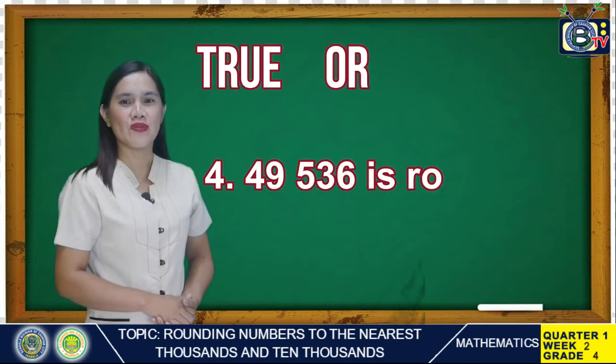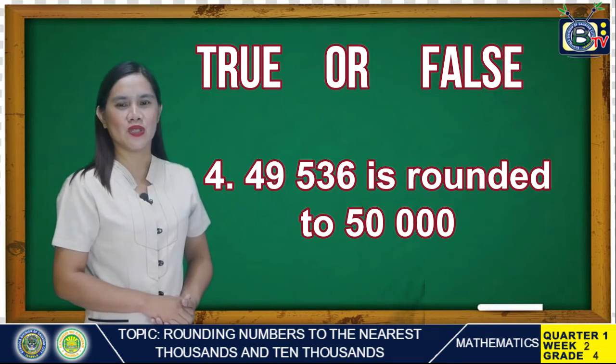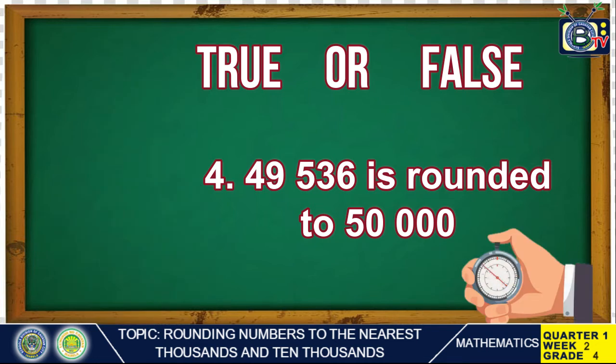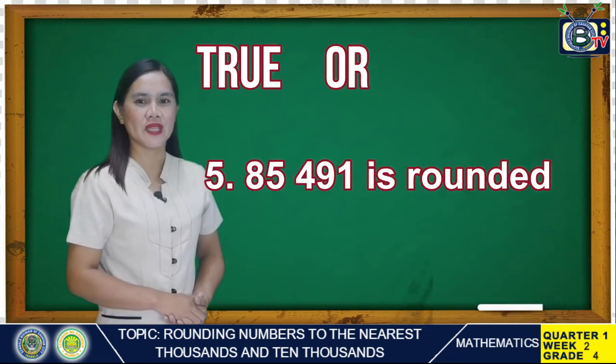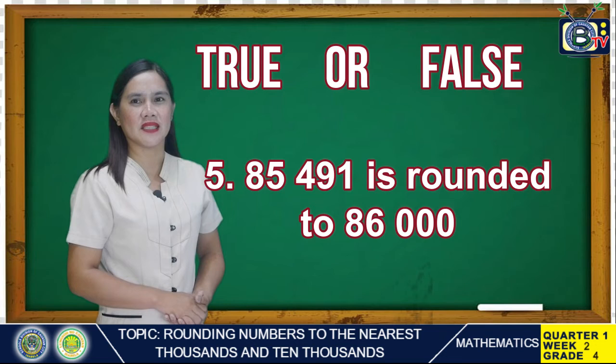Number 4. 49,536 is rounded to 50,000. True or false? And number 5, 85,491 is rounded to 86,000. True or false?